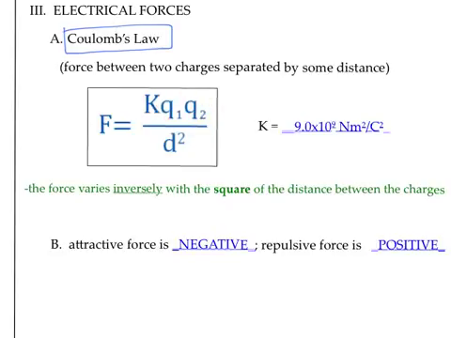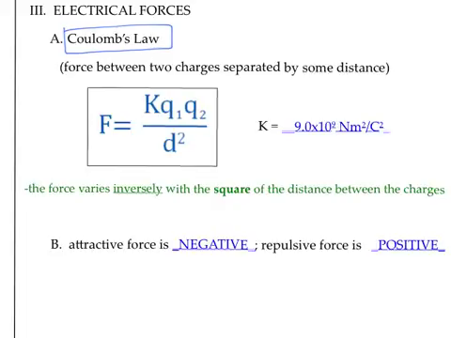So we would have charge number 1 and charge number 2. Those are subscripts. And then they are separated by some distance, and that distance does get squared. So this is what's called an inverse square law, because the force varies inversely with the square of the distance between the charges.